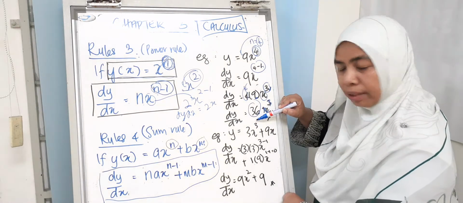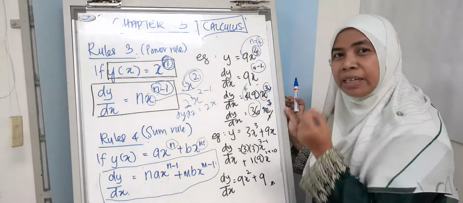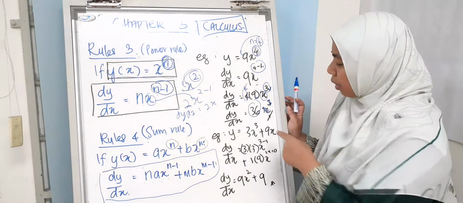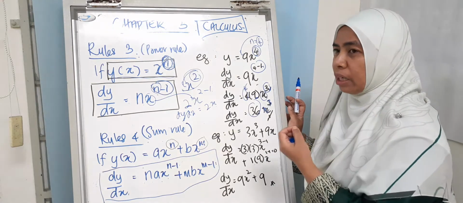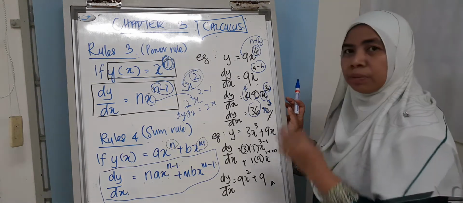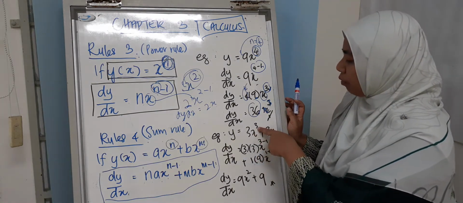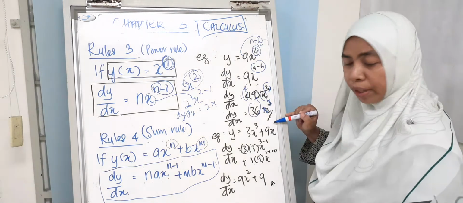So for example, for rule number 4, you see y equal to 3x to the power of 3 plus 9x. This one doesn't have any power. That means x to the power of 1. If the power is not written down, that means the power is 1. Alright? So 3x to the power of 3 plus 9x, the power is 1.